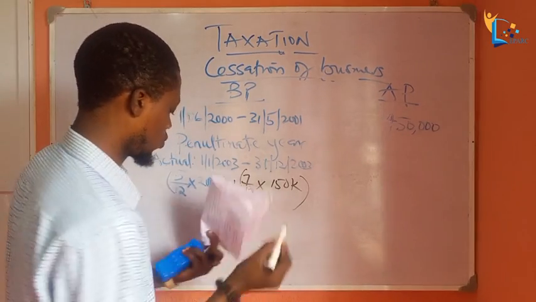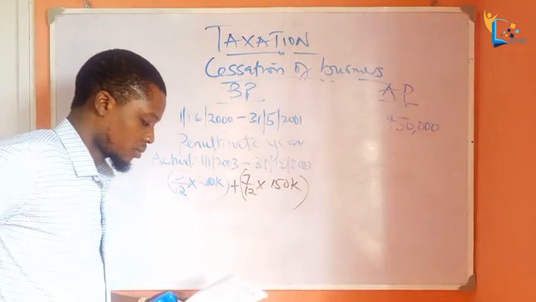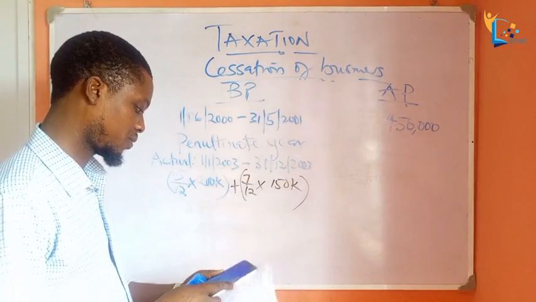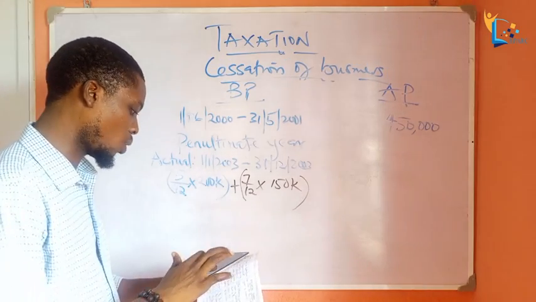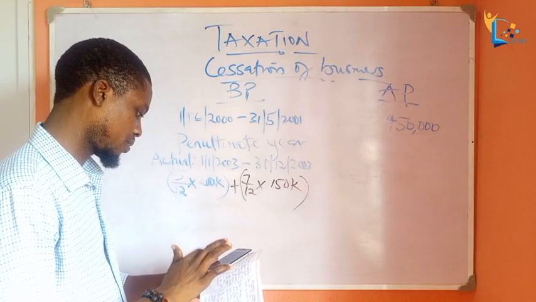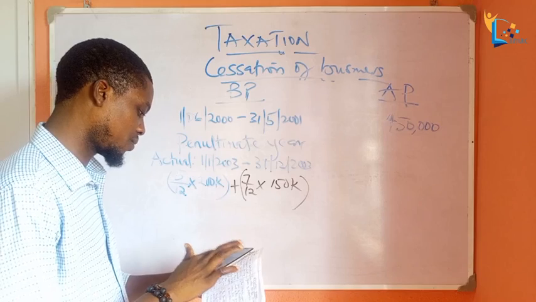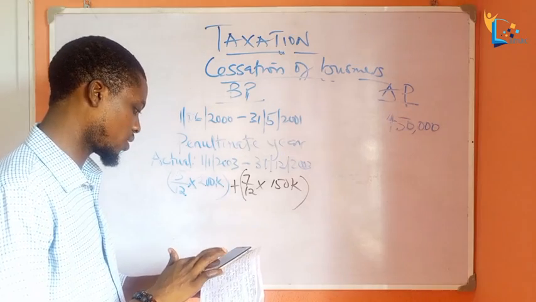Okay? So we'll use our calculator now to know. So we have 5 over 12, 5 divided by 12, times 200,000.